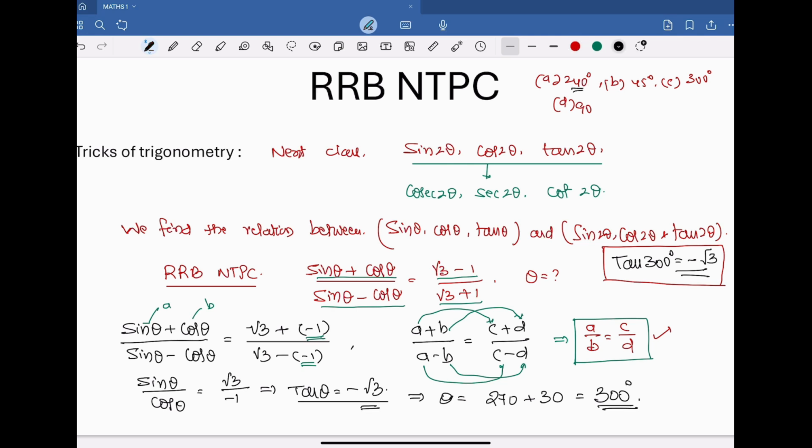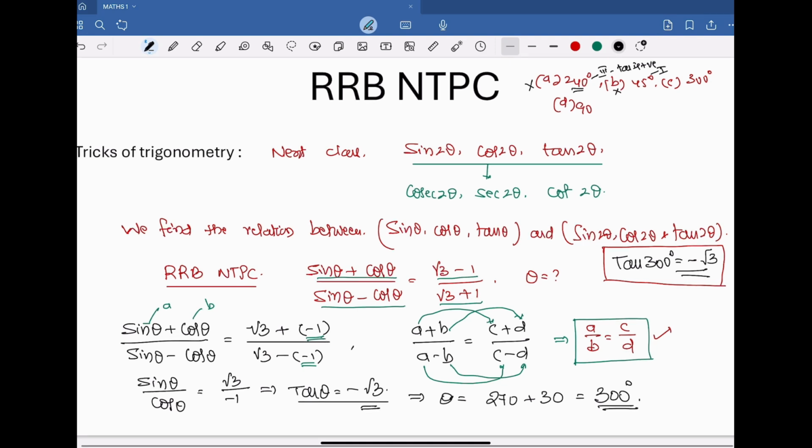240 is in the third quadrant. Tan is positive. But what we have got is tan is minus root 3, negative. Hence this is not correct. And 45 degrees is in the first quadrant. Tan is positive, whereas our answer is minus root 3. Hence this is also wrong. This is the elimination method. Let us go for 90.